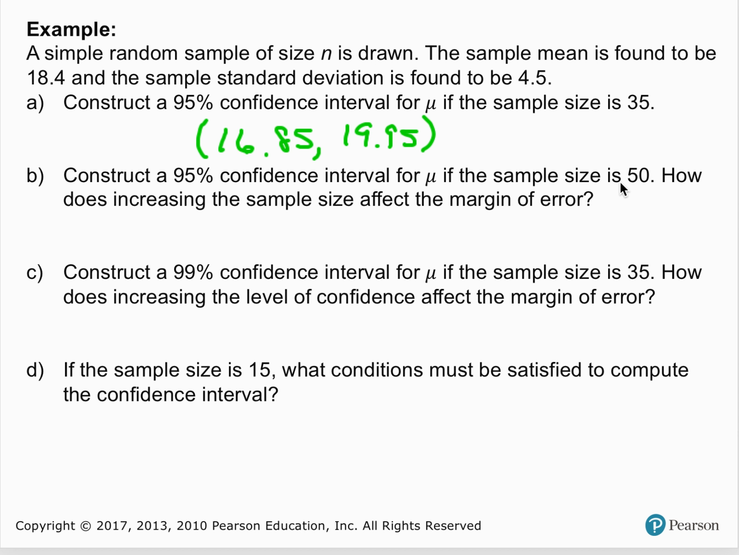And then I'm just going to go back into stats, over to tests, number 8. But the only thing I have to go down and change is that n, and let's change it to 50 because this time it said construct a 95% confidence interval for mu if the sample size is 50. Okay. Everything else stays the same. And I get 17.12 and 19.68.